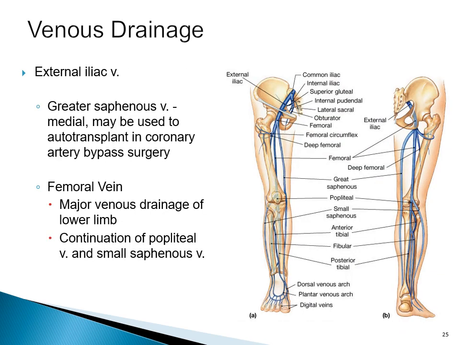The venous drainage from the lower extremity is the external iliac vein, which is supplied by the greater saphenous vein, which is significant for coronary bypass surgeries, and the femoral vein, which is contiguous with the popliteal vein and the small saphenous vein.